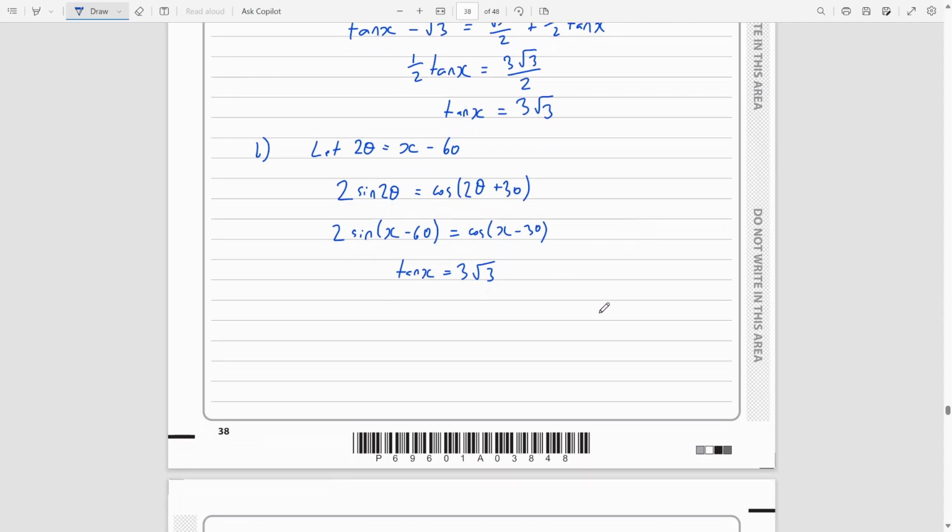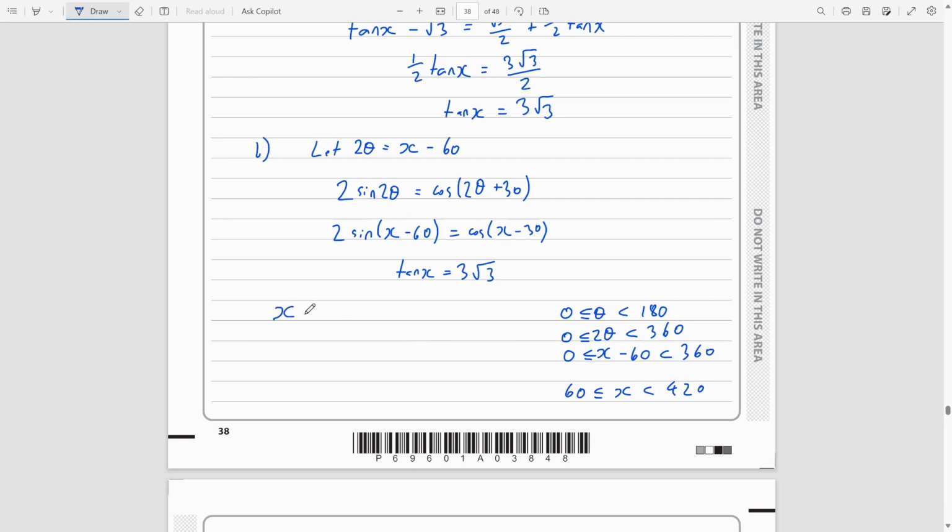So I sometimes like to help myself out by saying, look, if theta needs to be between 0 and 180, well, that means that 2 theta needs to be between 0 and 360, which means that x minus 60 needs to be between 0 and 360, which means that x needs to be between 60 and 420. You're not going to get marks for this. This is just to help me see what range of x values I actually want.